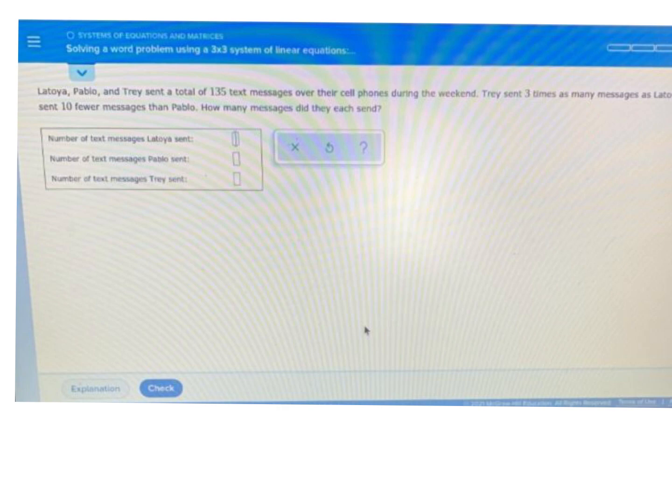All right, in this problem, we're trying to figure out the number of text messages sent by three people, Latoya, Pablo, and Trey, I believe. And then it talks a little bit about those things. So what I would do first is define what the variables are.